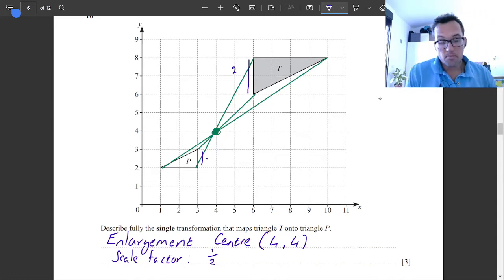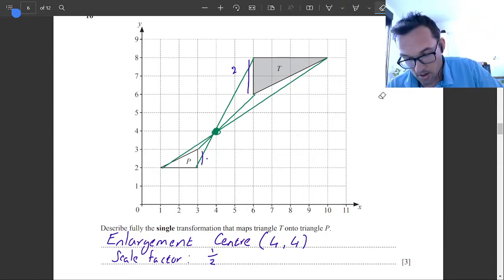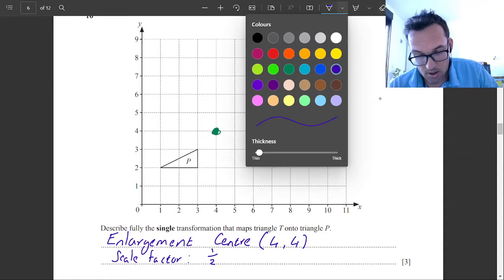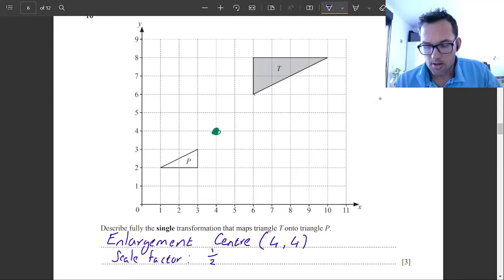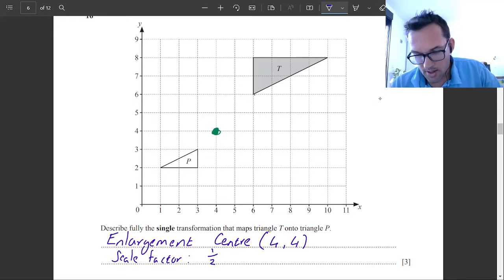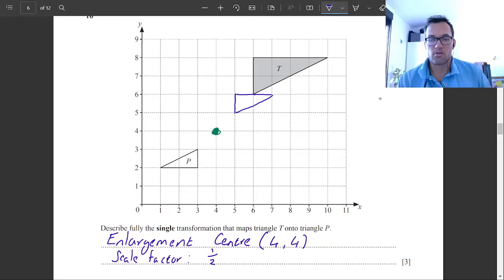But we're not finished. It's also on the opposite side of the center of enlargement, as opposed to the same side of the center of enlargement. Let me show you what this means. If it was just an enlargement with scale factor of a half, then the triangle would have looked like this. It would have been over here. This is just a rough sketch. That's scale factor of a half.